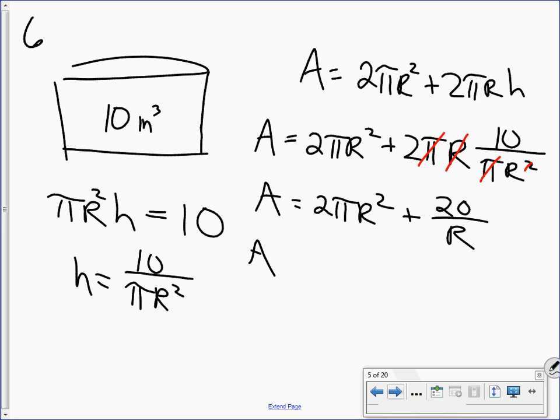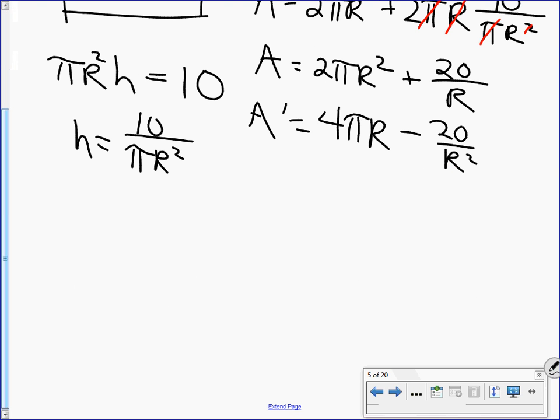Easy breezy. What's the derivative of the first term? 4 pi r. And the second term? I like how you guys are getting good at that. Minus 20 over r squared. And what do we do with this derivative? We thought of this as 20r to the negative 1, if you're wondering how we got this. So it's negative 20r to the negative 2. That's where this derivative comes from.